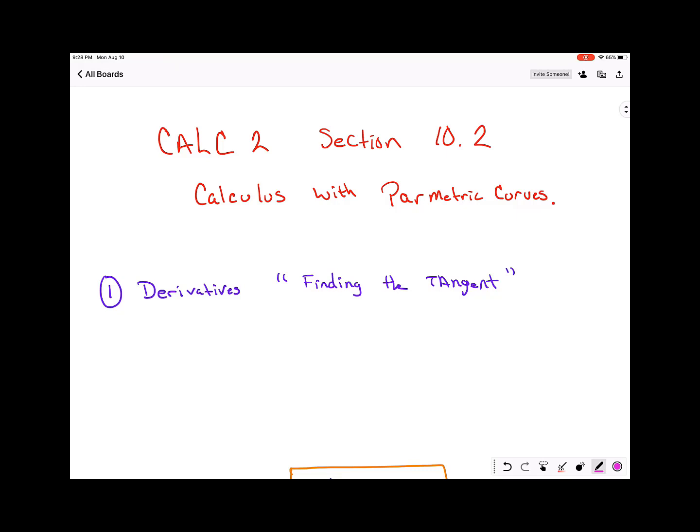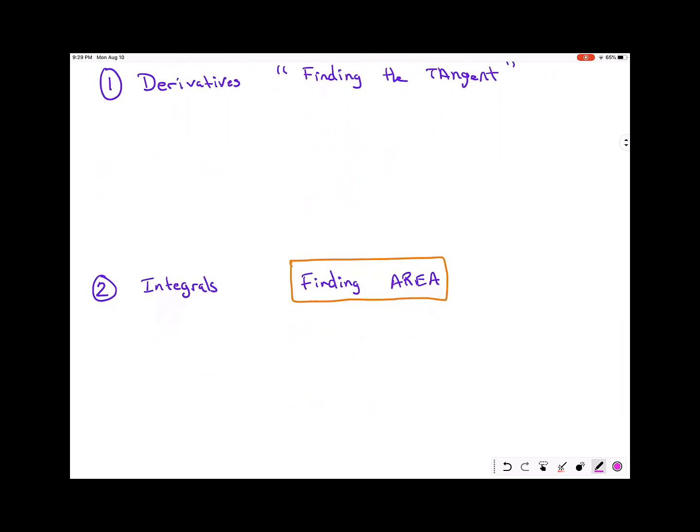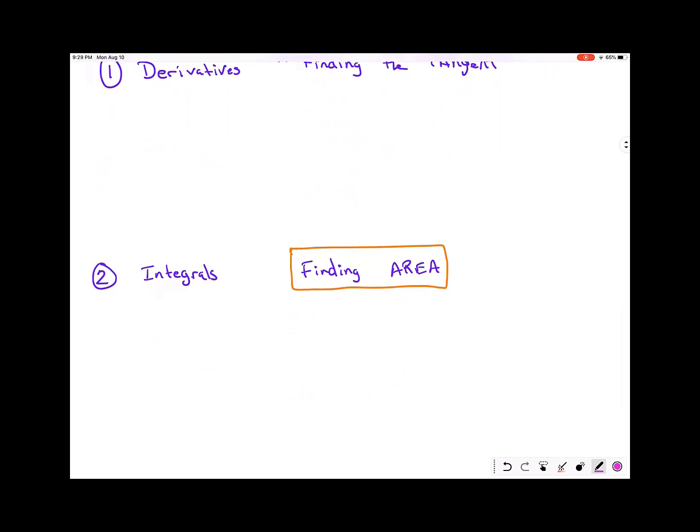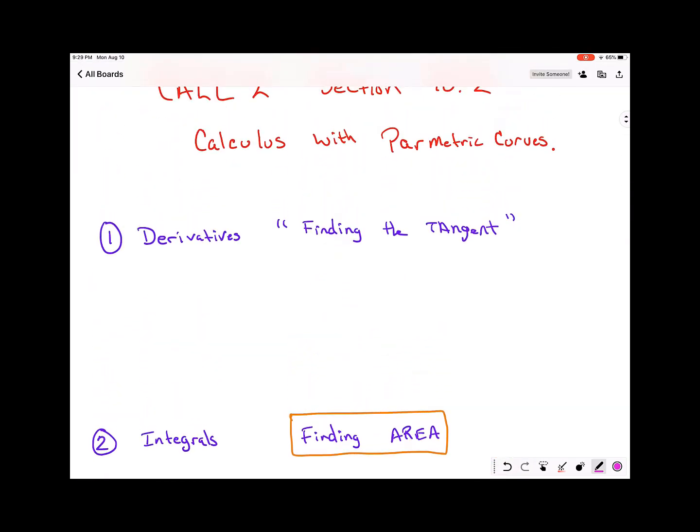Greetings Calc 2 students. This video is for section 10.2 and it's calculus with parametric curves. There are three things that we usually like to do with parametric curves in terms of calculus. The first is to find a derivative, and we use that to find the tangents at a given point. The second is to use an integral to find area, and the third is to use an integral to find the arc length.